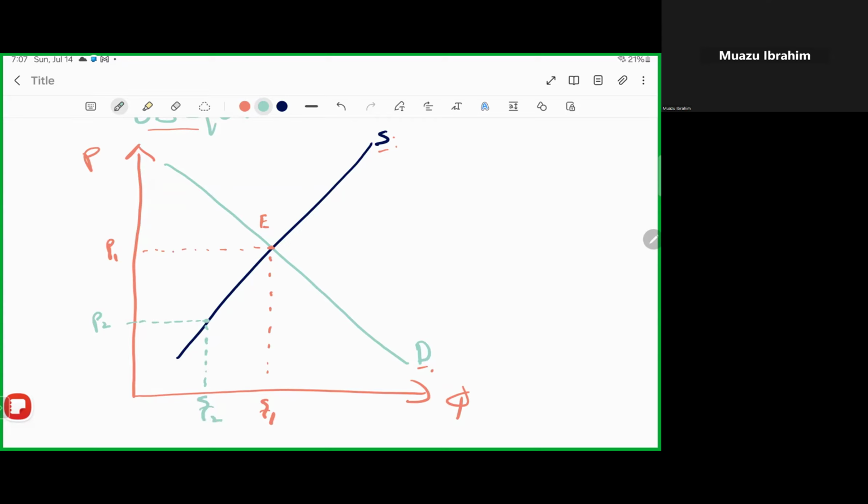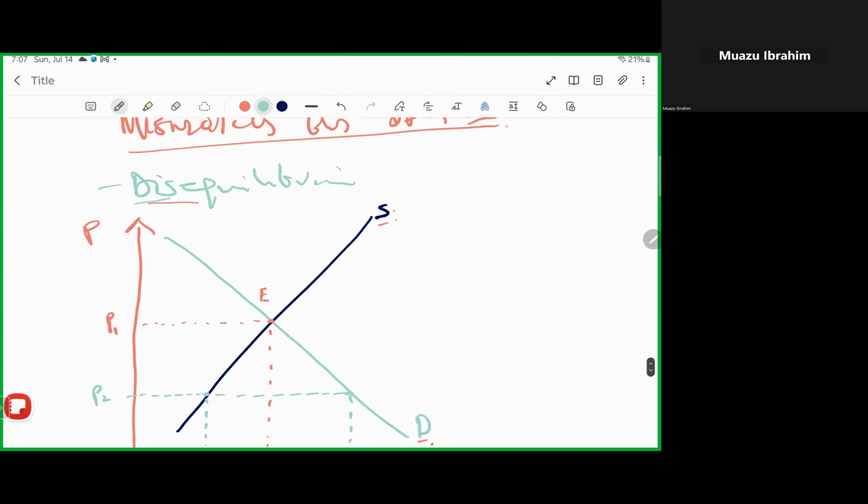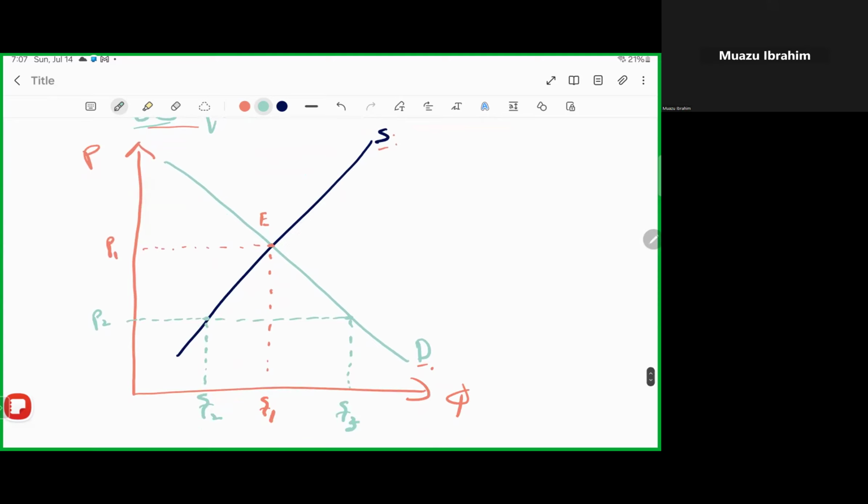Q2. What about the demand side? You trace it to hit the demand curve, then you trace it down. This will give you the demand side, which is the quantity demanded, Q3. In this particular case, there is no equilibrium. So there is disequilibrium, because the quantity supplied is different from the quantity demanded.